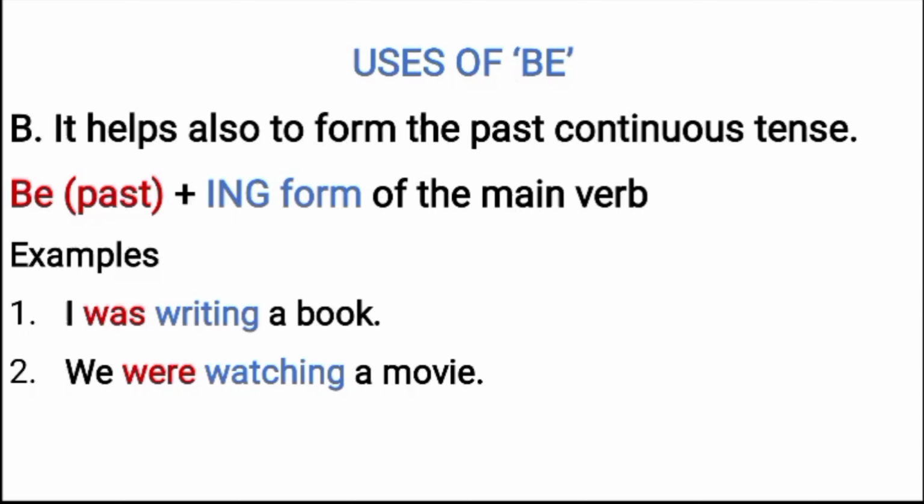The auxiliary verb be also helps us to form the past continuous. The form of the past continuous is the past form of the verb be, that is, was or were, plus the ing form of the main verb. Here are some examples. Example 1. I was writing a book. The past form of the verb be, which is was, is used together with the ing form of the main verb, which is writing. Example 2. We were watching a movie.